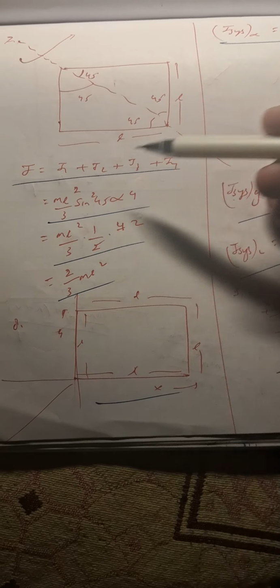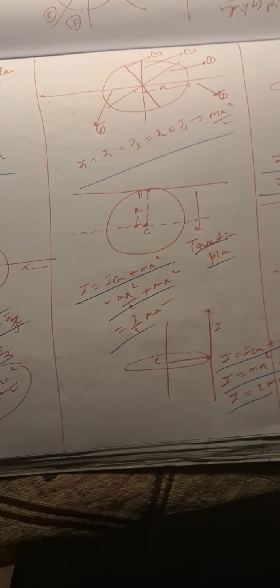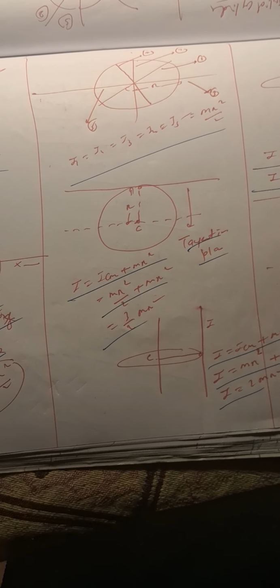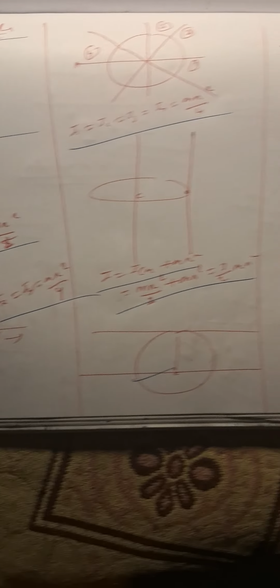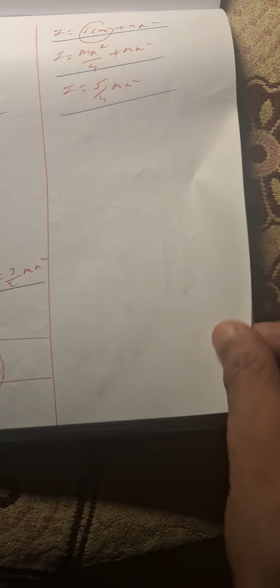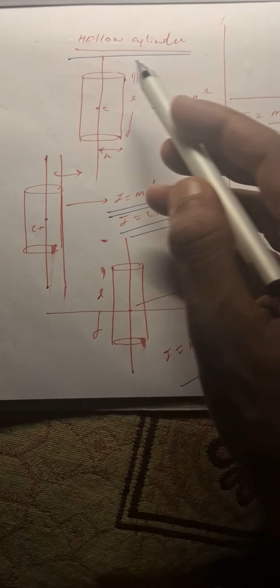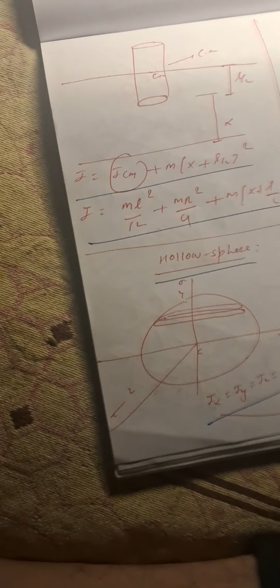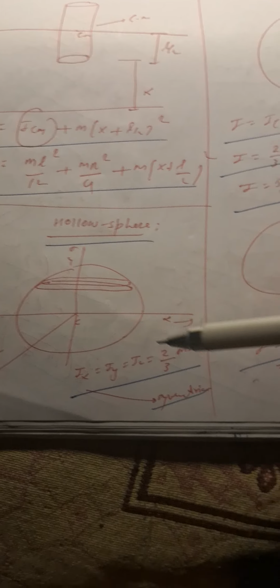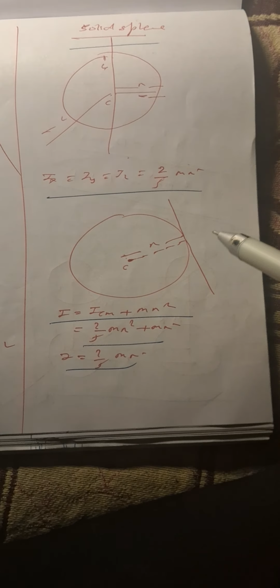And then we have moment of inertia of ring and cylinder about different axes as shown in the figure. Then another question on disc and solid cylinder, calculations of moment of inertia about different axes. Then question on moment of inertia of hollow cylinder about different axes. Then calculations of moment of inertia of solid cylinder, hollow sphere about different axes as shown in the figure.